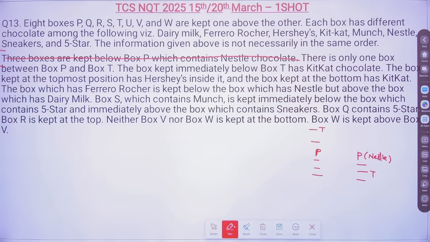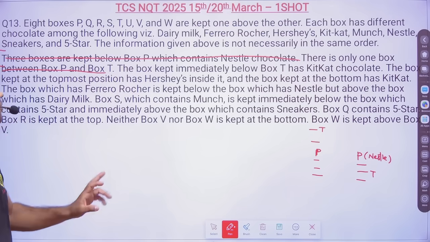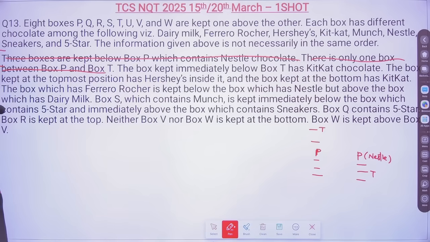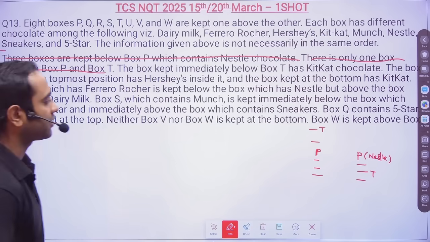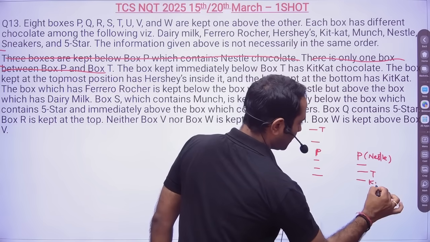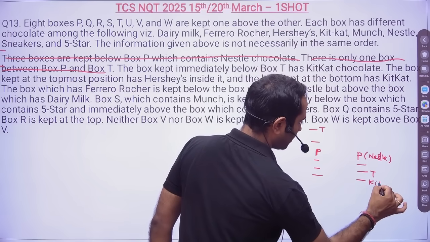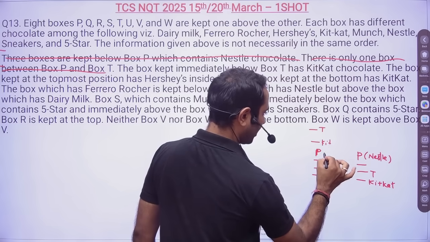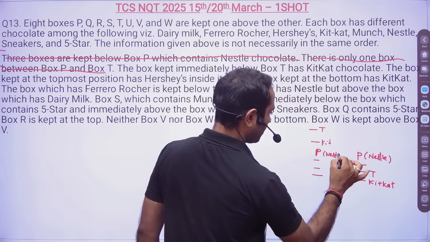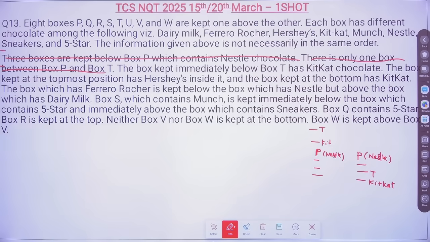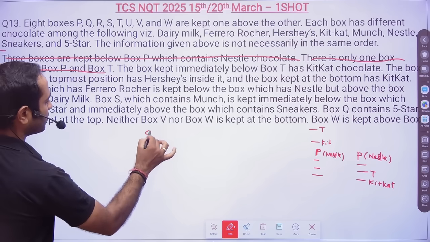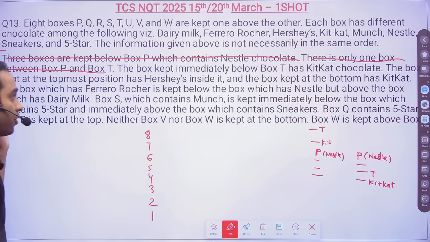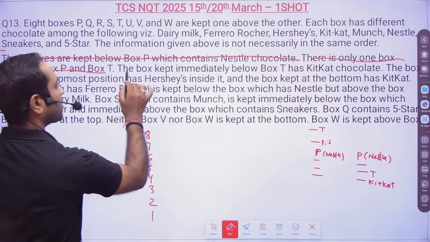Okay. Now what they are telling, this is also done. So we have already put it here. Then the box kept immediately below box T is the Kit Kat chocolate. So below the box T is nothing but Kit Kat chocolate. Correct? So here nothing but Kit Kat. So both the diagrams we are taking and going. See, anyway, how many boxes we have? 8, 7, 6, 5, 4, 3, 2, 1. Total 8 boxes are there. Then, okay, this is also fine.